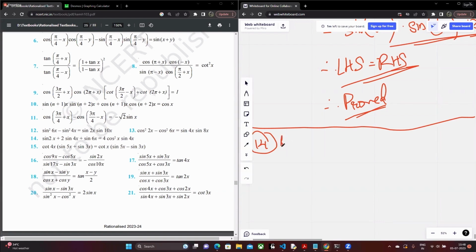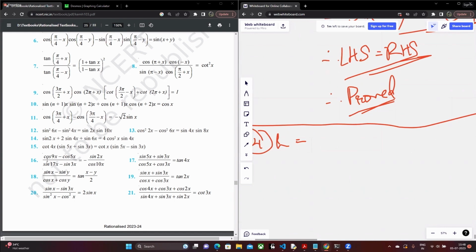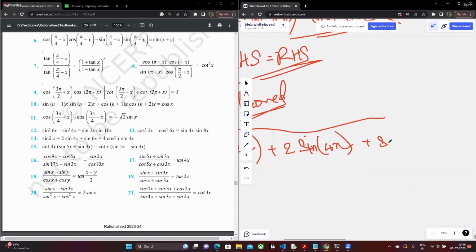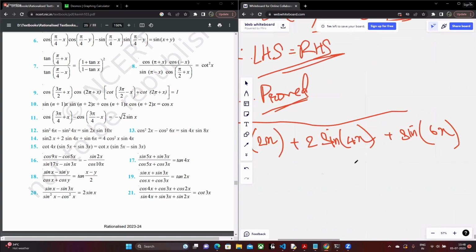So I'm going to deal with that. Again, the right hand side is a fairly simple expression. I'm not bothering with that. Right? L is equal to sine 2x plus 2 times sine 4x plus sine of 6x, right?